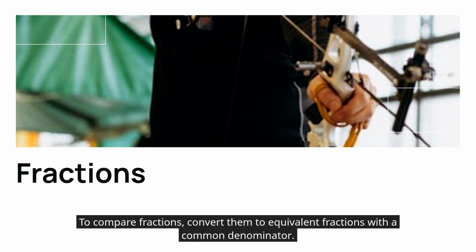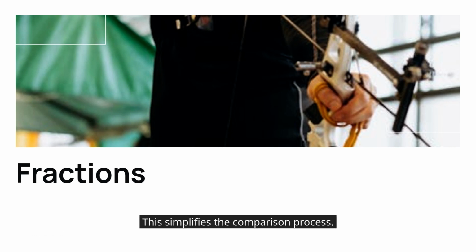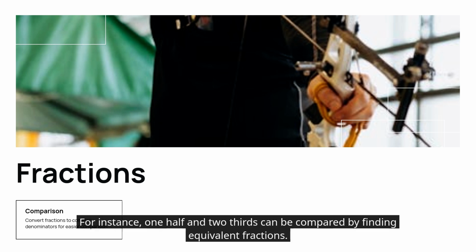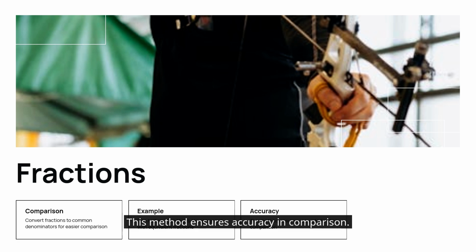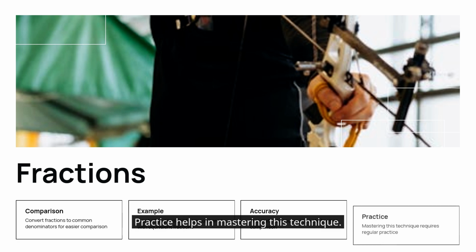To compare fractions, convert them to equivalent fractions with a common denominator. This simplifies the comparison process. For instance, 1/2 and 2/3 can be compared by finding equivalent fractions. This method ensures accuracy in comparison. Practice helps in mastering this technique.